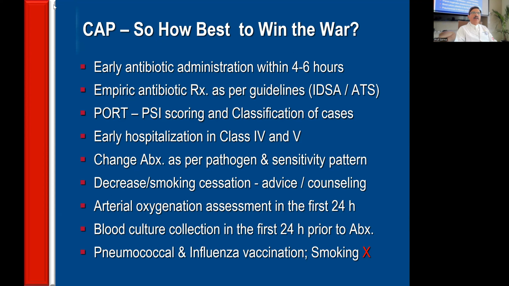Don't admit the grade 1 and 2 patients. Change the antibiotic as per the antibiogram. Smoking cessation must be taught and advised. Arterial oxygen assessment must be done. Blood cultures and BP examination should be followed. Pneumococcal and influenza vaccination should not be forgotten. Smoking must be stopped. Okay.